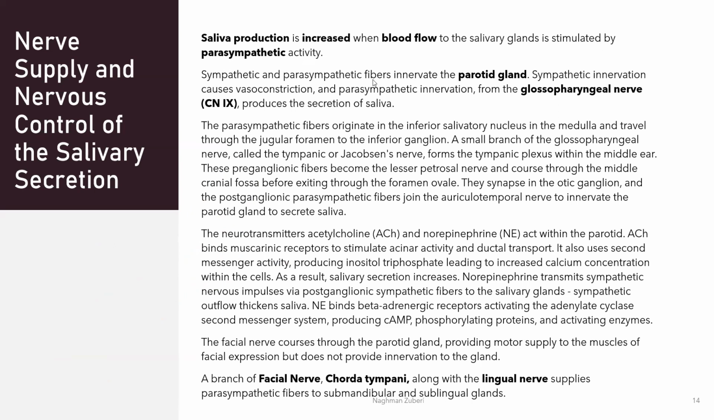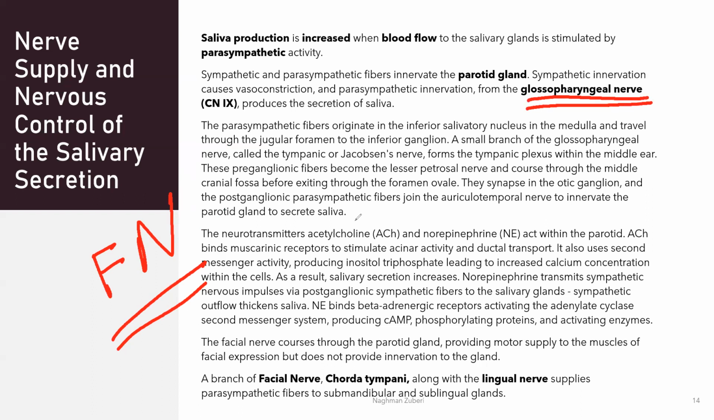Then saliva production occurs. Sympathetic and parasympathetic fibers innervate the parotid gland. Sympathetic innervation causes vasoconstriction, and parasympathetic innervation from the glossopharyngeal nerve produces the secretion of saliva. Remember that though the facial nerve passes through the parotid gland, it does not innervate the parotid gland in any way. Saliva secretion is dependent upon the glossopharyngeal nerve.